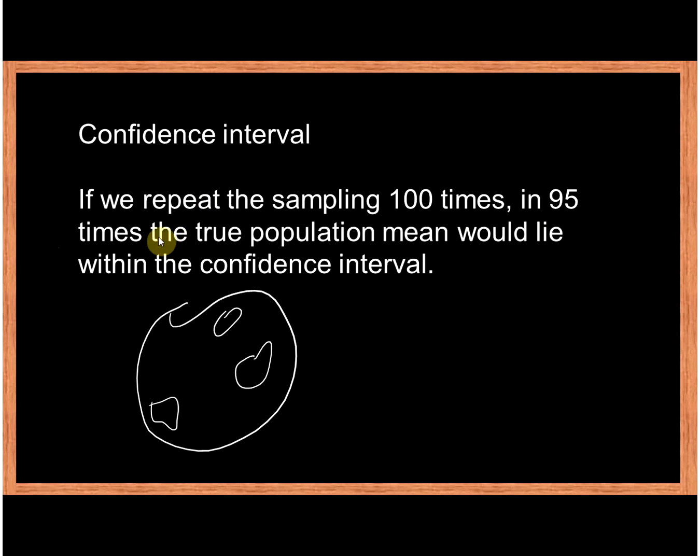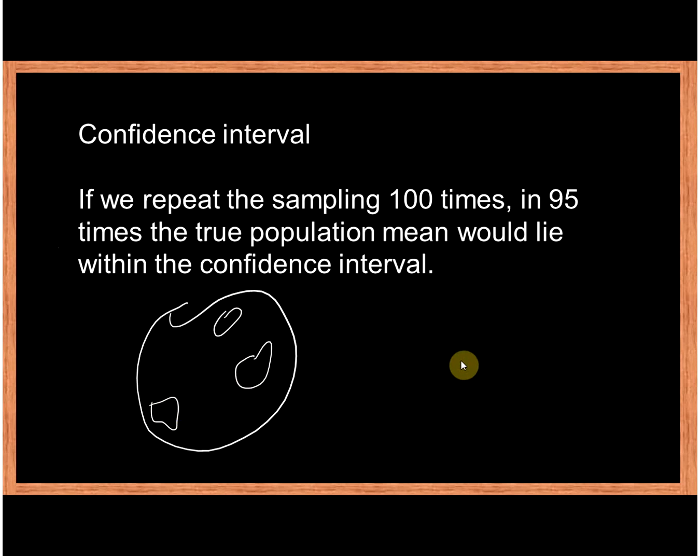A confidence interval is best explained by saying we have a certain population. This is this large circle here, and we take samples from this population. Here these are these little inner figures, and the confidence interval is explained by if we repeat the sampling 100 times, so we take 100 of these samples, in 95 times, for example, that would be a 95% confidence interval, in 95 times, the true population mean, so the mean of this population here, would lie within the confidence intervals that we get for these samples. So that is the confidence interval.